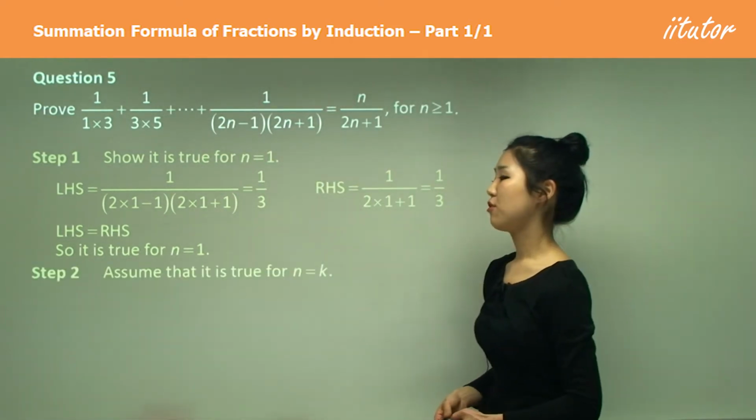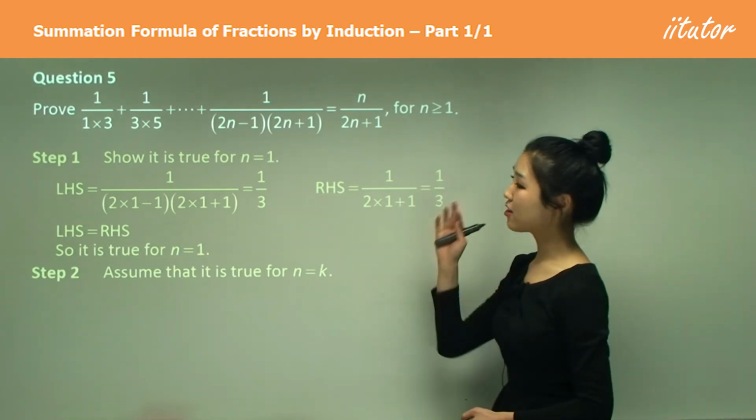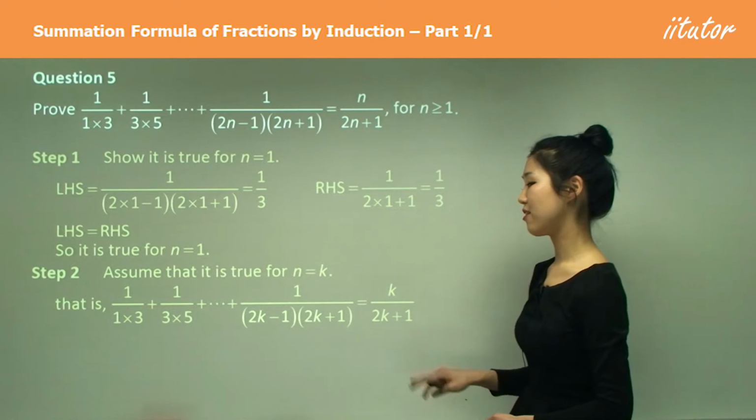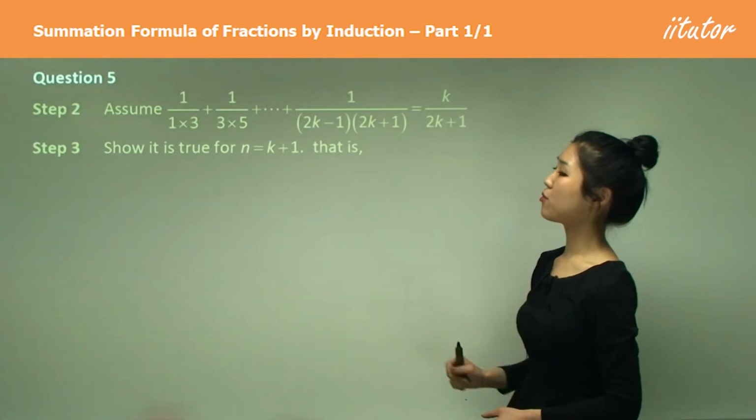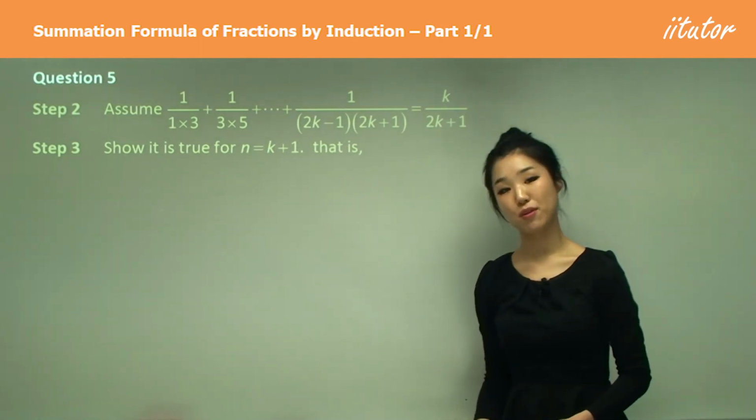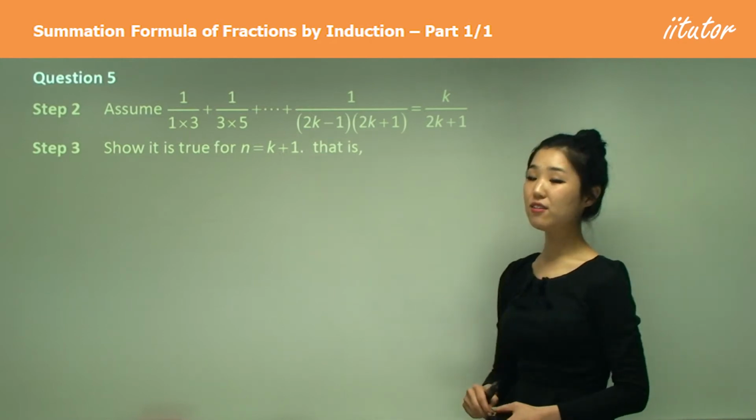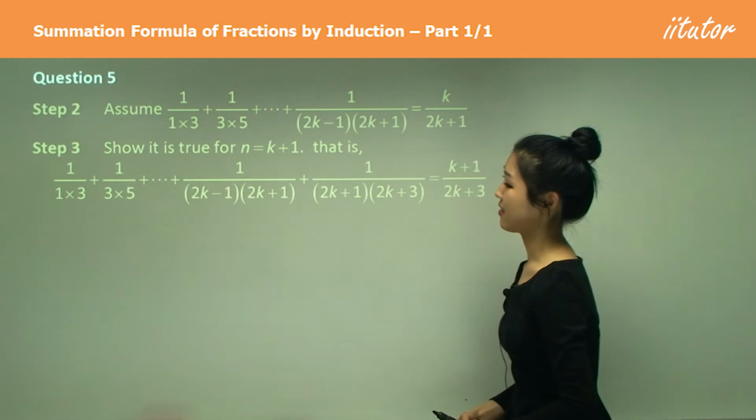Now let's go to step 2, which is assumption. Assume that it's true for n equals k. So replace all your n's with k, just like that. Now step 3, and you can see our assumption over here. We'll use it in step 3. Now step 3, show it's true for n equals k plus 1. So replace all your n's, or in this case all your k's, with k plus 1, just like this.